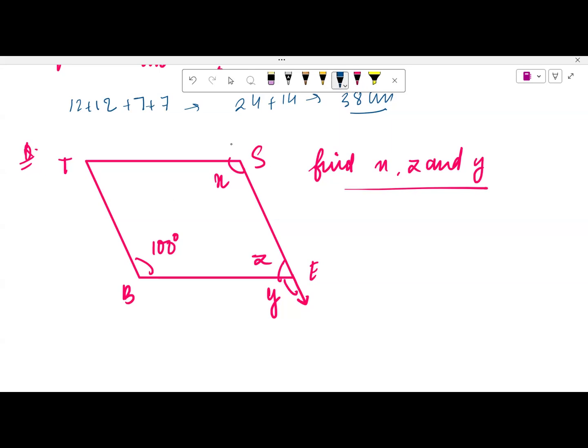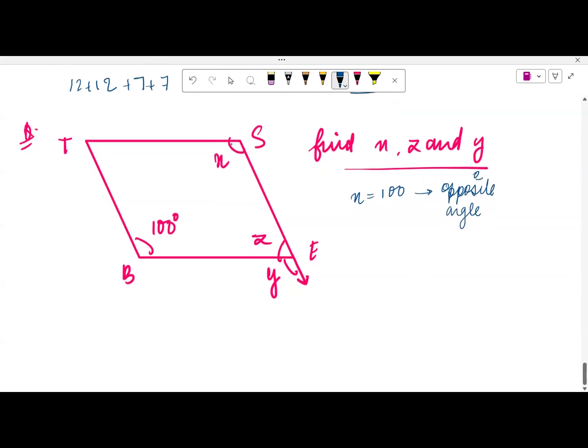Okay, so what's the answer, everybody? X is equal to 100 degree. Opposite angles are equal. So basically, X will be equal to 100. Why? Because these are opposite angles. Z is equal to 80 degree. Adjacent angles are supplementary. Z will be equal to 80 degree because you'll do 180 minus 100, which will give you 80 degree, due to adjacent angle property. Y is equal to 100 degree, linear pair. Yeah, Y equals 100 degree. Correct.